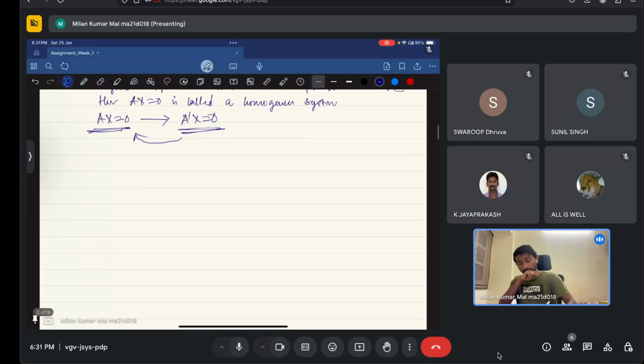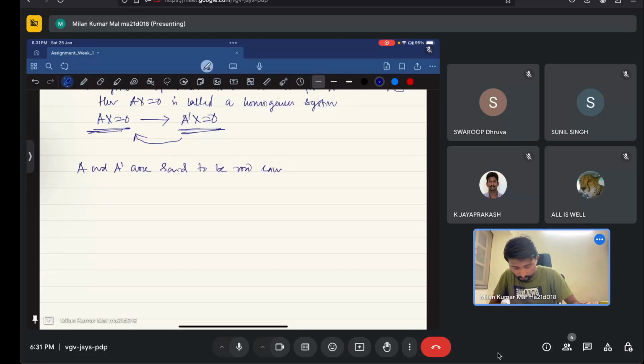And we know A and A' are said to be row equivalent if and only if each one can be obtained from the other by a finite number of elementary row operations.